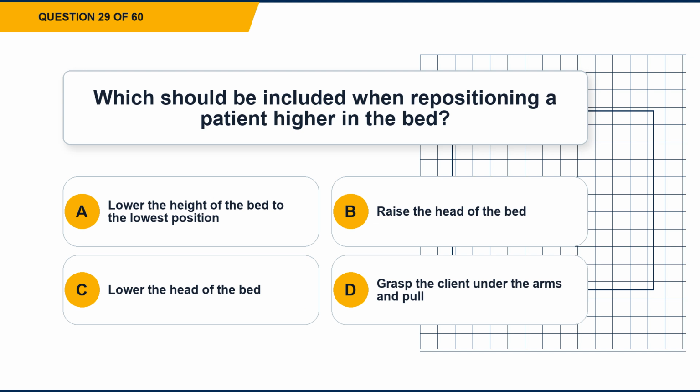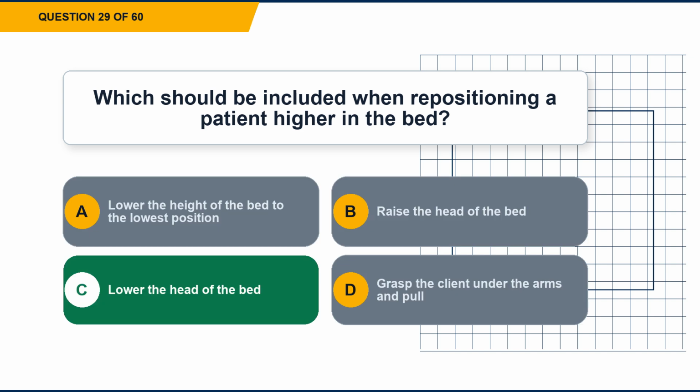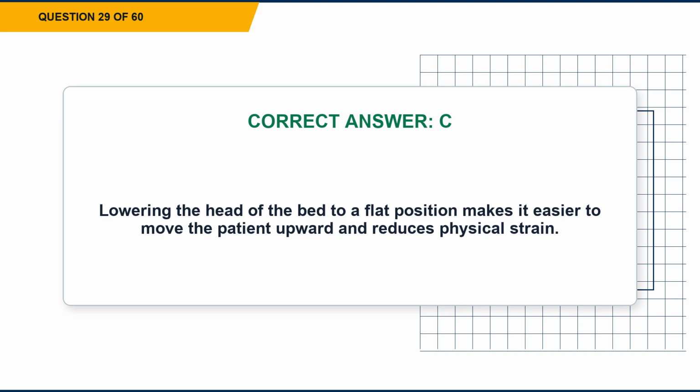Question 29. Which should be included when repositioning a patient higher in the bed? Option A. Lower the height of the bed to the lowest position. Option B. Raise the head of the bed. Option C. Lower the head of the bed. Option D. Grasp the client under the arms and pull. The correct answer is option C. Lower the head of the bed. Explanation. Lowering the head of the bed to a flat position makes it easier to move the patient upward and reduces physical strain.